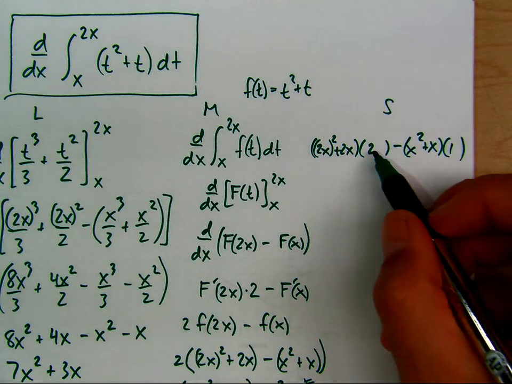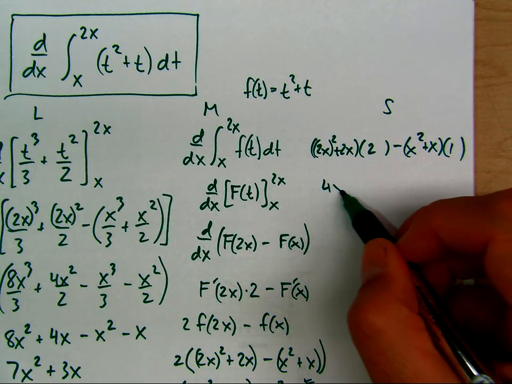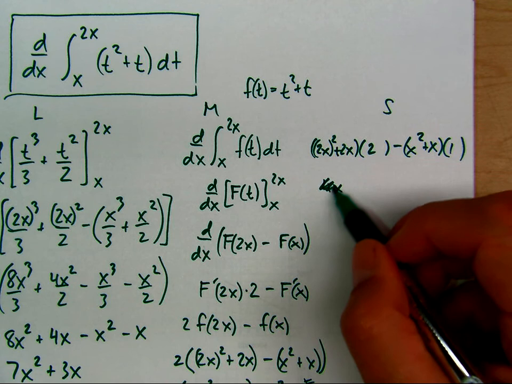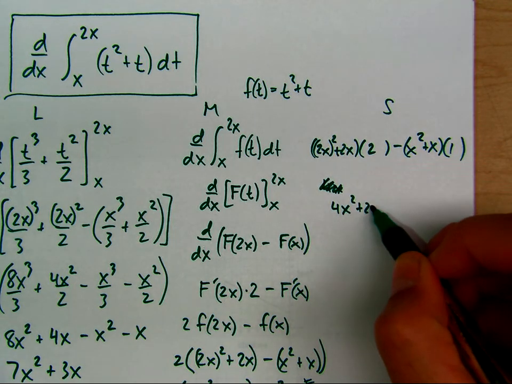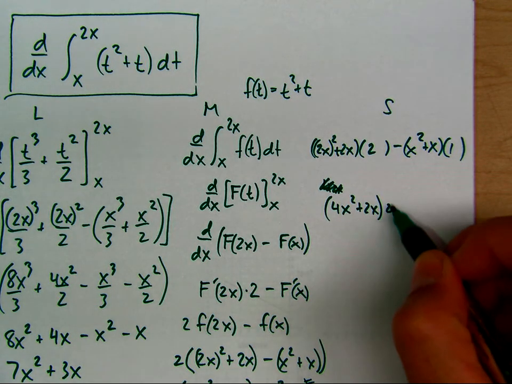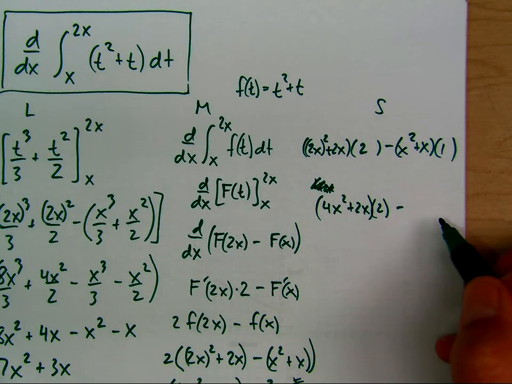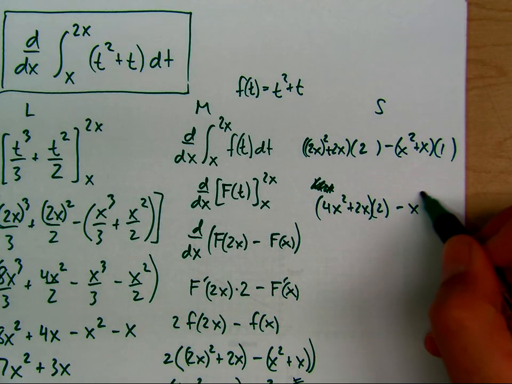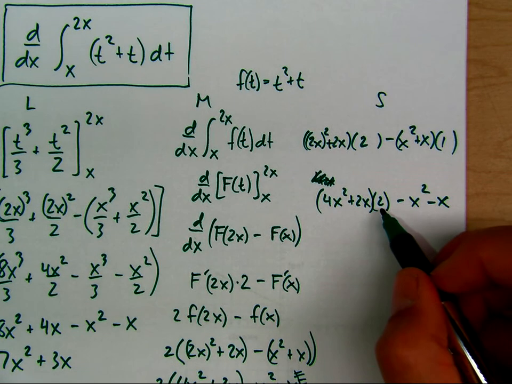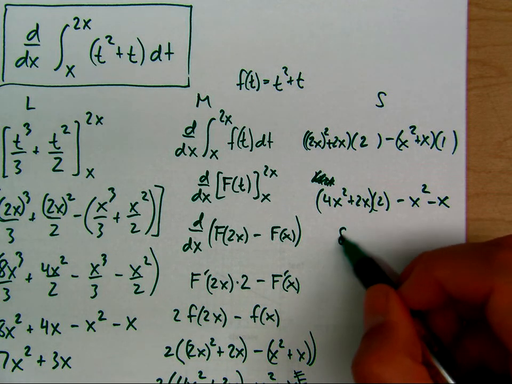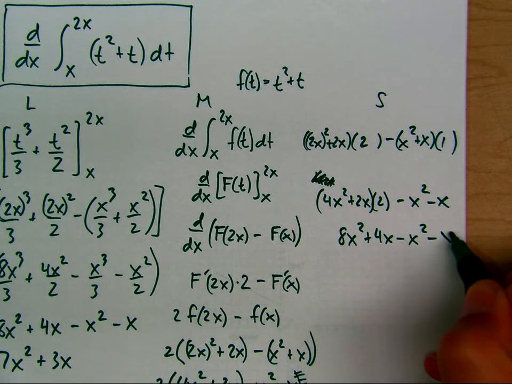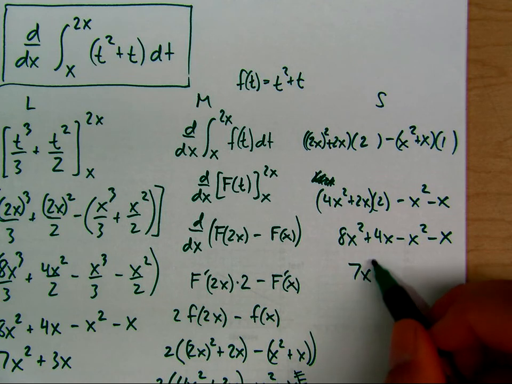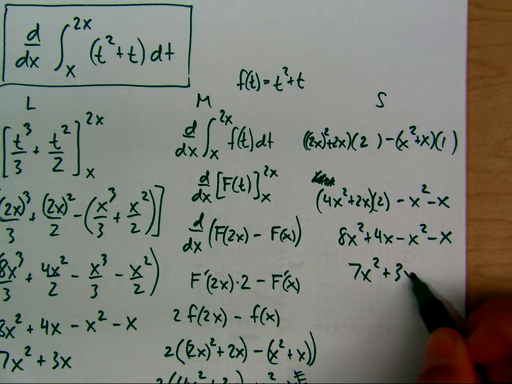So we distribute, we have 4x. Nope, don't distribute yet. 4x squared plus 2x times 2. And over here is minus x squared minus x. Distribute: 8x squared plus 4x minus x squared minus x. And we'll have 7x squared plus 3x.